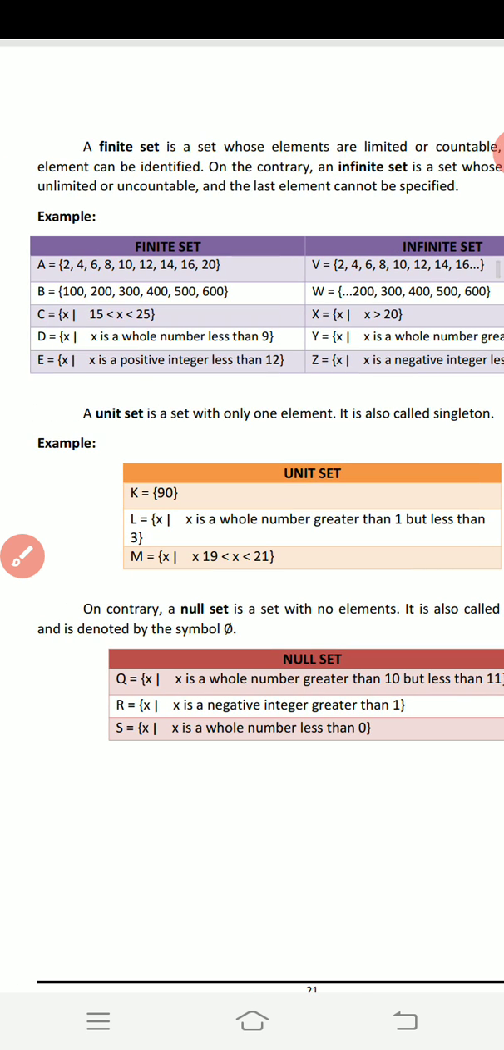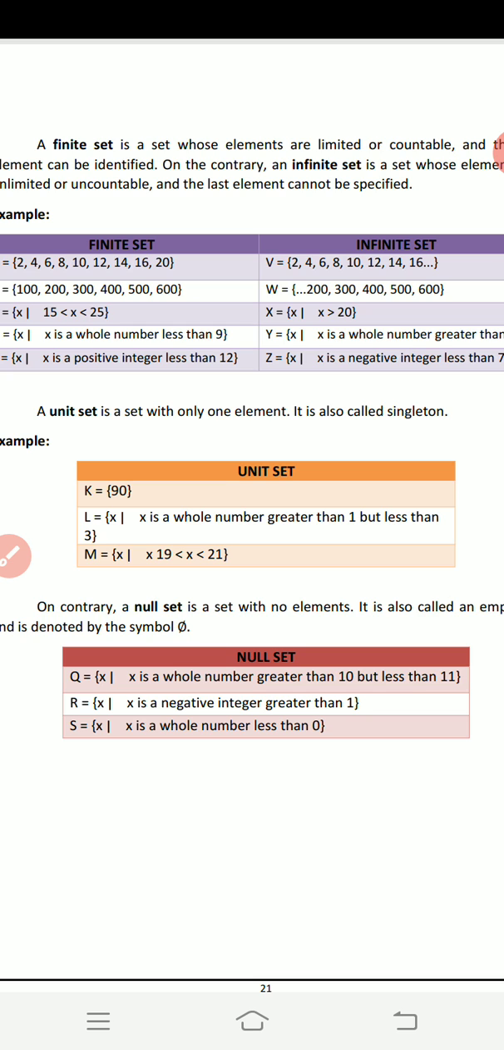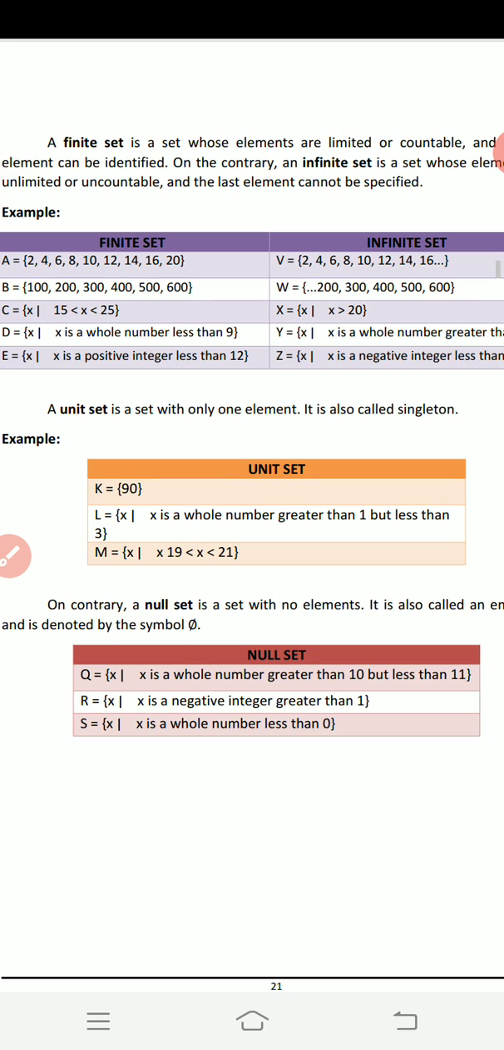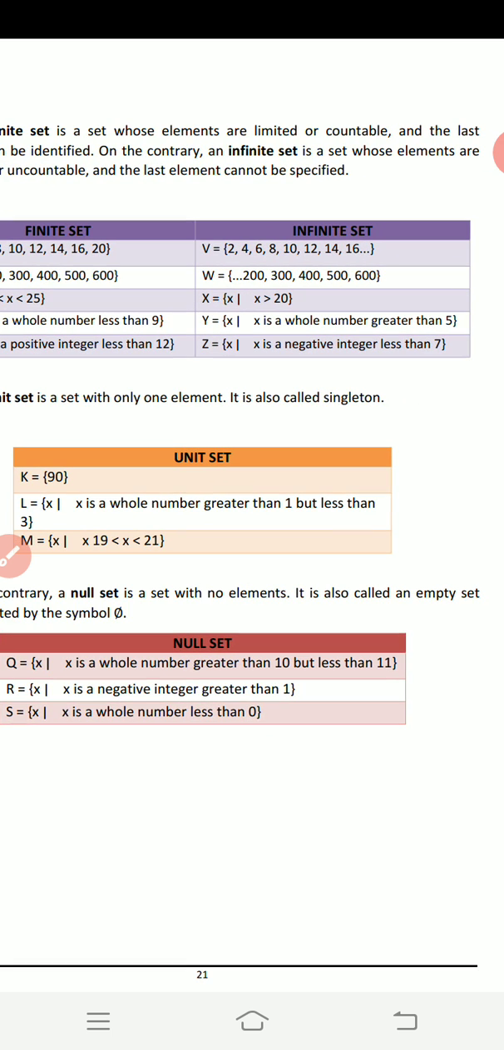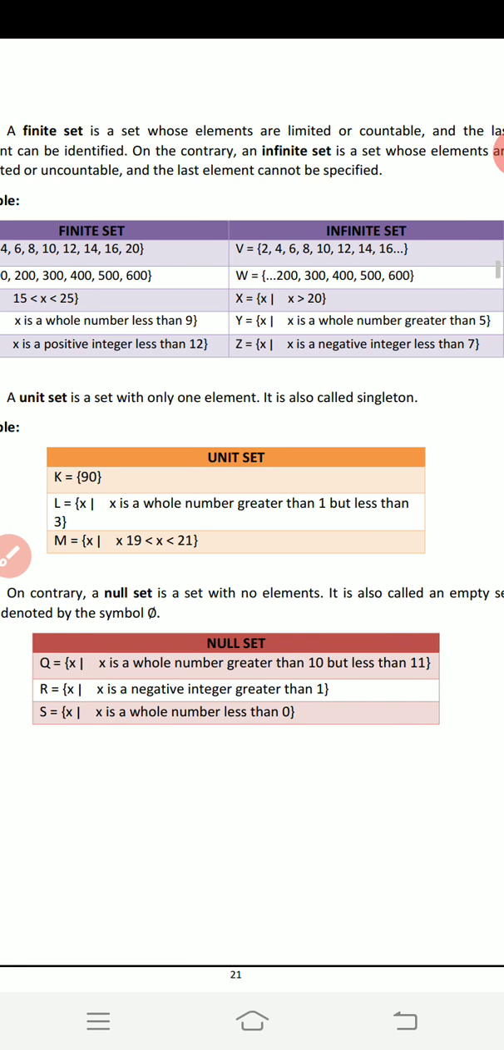And also we have here set D, x such that x is a whole number less than 9. So we know whole number. What are the whole numbers? It starts from 0. 1, 2, 3, 4, 5, 6, 7, 8. So we have 9 elements there. So we call this a finite set. While if it is an infinite set, it is a whole number greater than 5. So what are those numbers starting from 6, 7, 8, 9, 10, and so on. So that's why we call this set Y an infinite set.